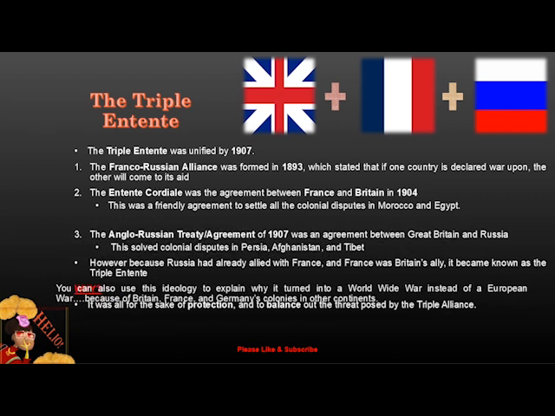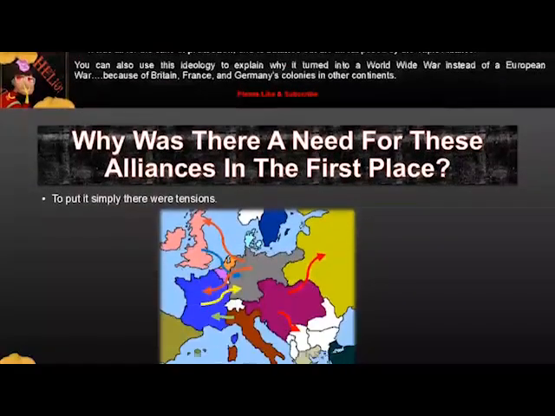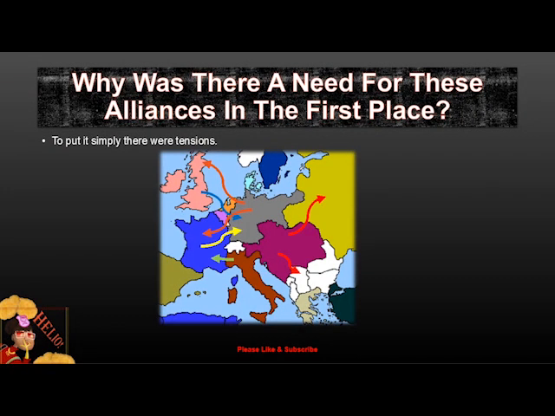You can also use this ideology to explain why it turned into a worldwide war instead of a European war. This is because of Britain, France, and Germany's colonies in other continents. All of those countries together, boom, we got the First World War. Not the nicest. So why was there need for these alliances in the first place? To put it simply, there were tensions, and this picture basically shows you who was mad at who, and then we're gonna explain everything in the next slide.